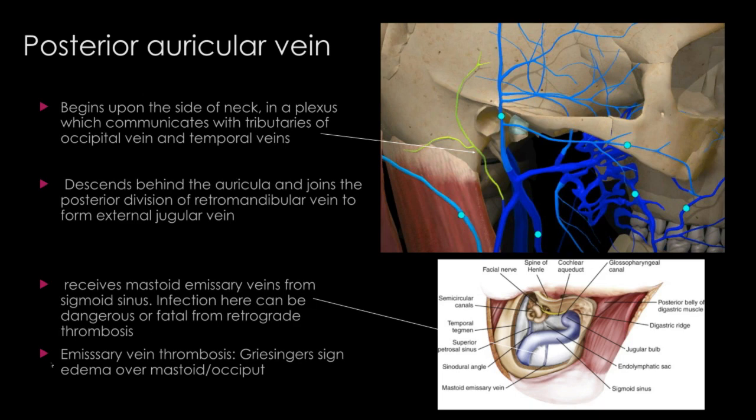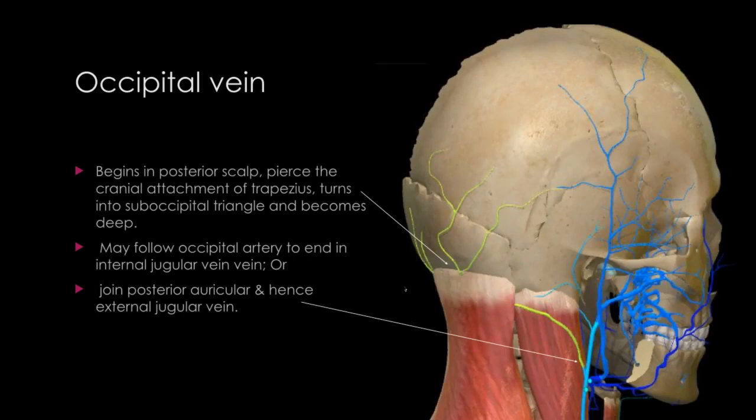In case there is an emissary vein thrombosis, we all know there is a sign called Griesinger's sign, in which there will be edema of the skin over the mastoid tip as well as the occiput region. That is Griesinger's sign, which is due to emissary vein thrombosis. Coming to the next region, in this picture you can see the posterior auricular vein, and the next vein we are going to discuss is the occipital vein.